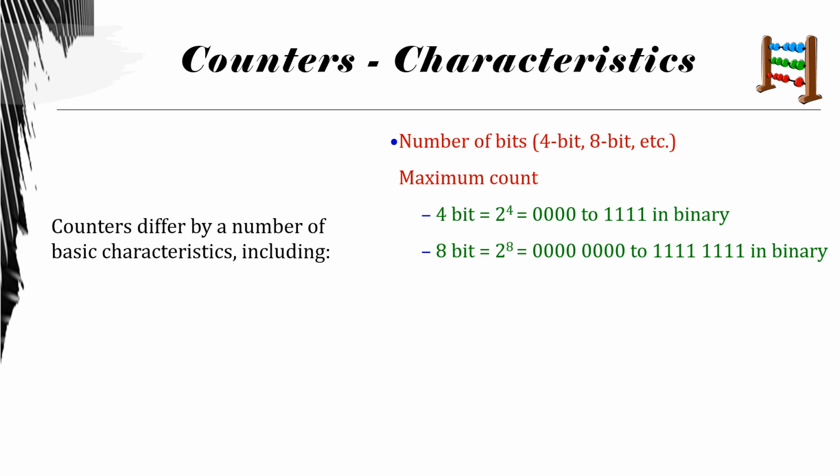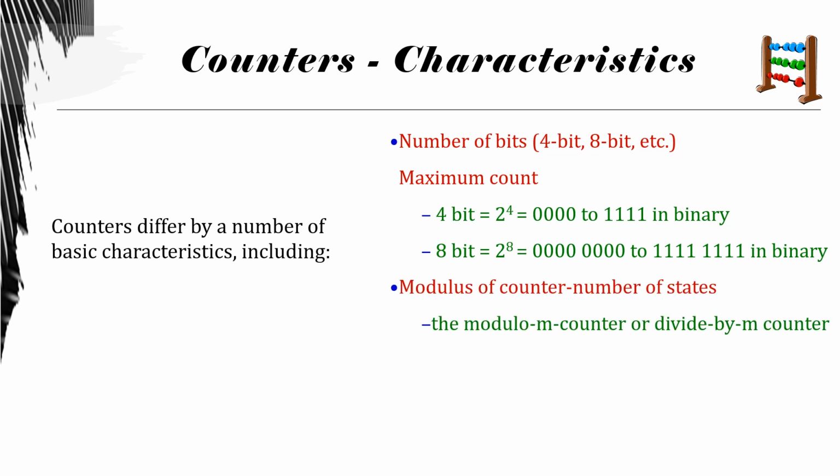Similarly, if it is an 8-bit counter, 2 raised to 8 different states will be there, and the various states are 00000000 to 11111111 in binary. Then, based on the number of states, if you have m different states, it is called a modulo m counter. It can also be called a divide by m counter.